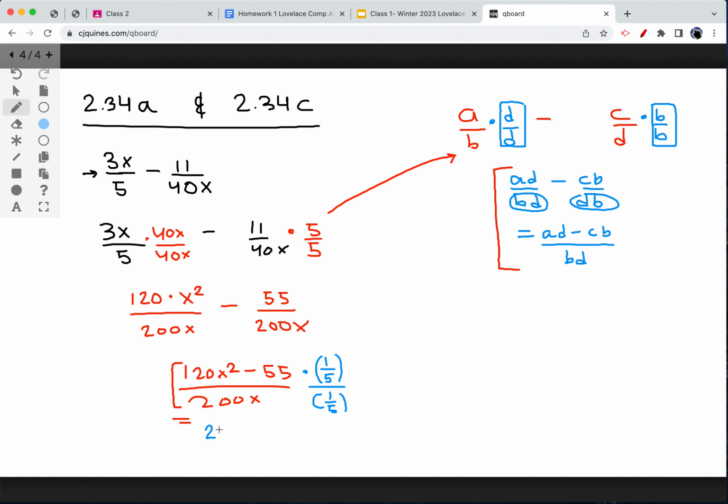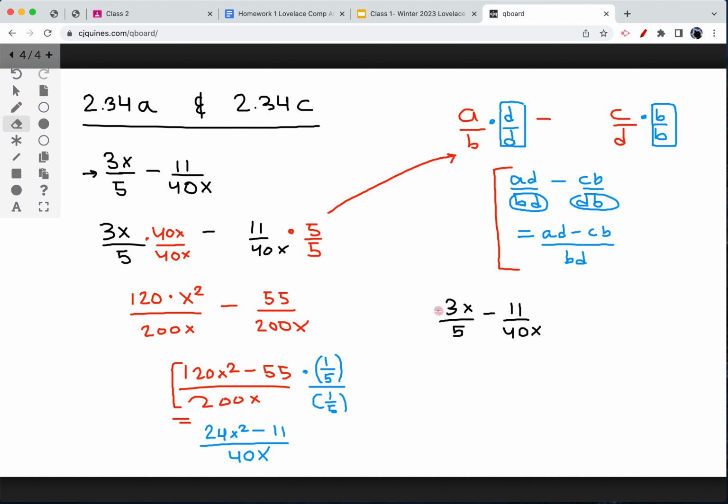And this is just (24x squared minus 11) over 40x. So this is sort of the hard way to do it, but the easier way would be to notice, well, the easier way involves a little bit more number theory. I'm not sure if you guys learned this in school, since I don't really remember.